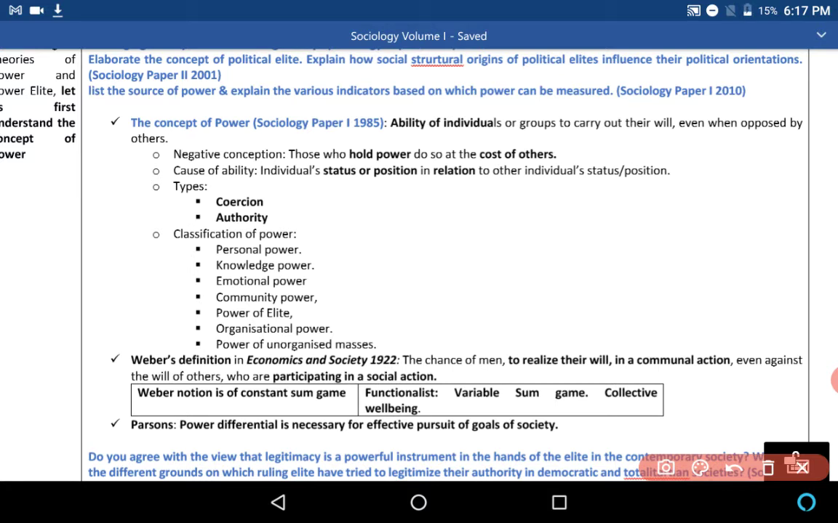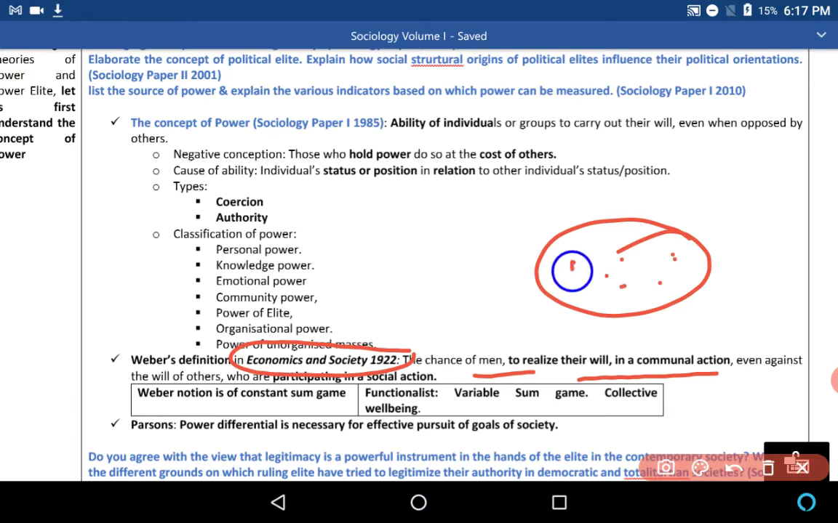Now, here you can use Weber's definition. If you can remember this definition and this book, it will be very good. Weber's definition, in Economy and Society, 1922, is the chance of men to realize their will in a communal action, even against the will of those who are participating in the social action. So, in a social action there are certain individuals, and the ability by which this individual can enforce action or will against the desires of these people is called power.